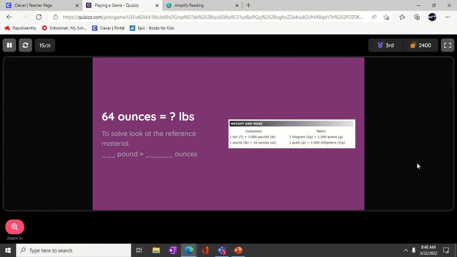To solve, look at the reference material. Blank pound equals blank ounces. What does it say on our reference sheet? 1 pound equals 16 ounces. So what are we going to do to find this answer? 16 divided by 1? No. 1 divided by 16. Or 64 divided by 16.